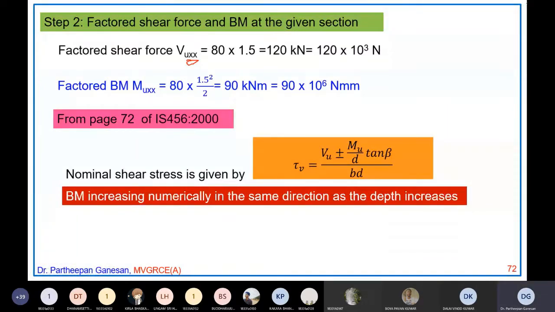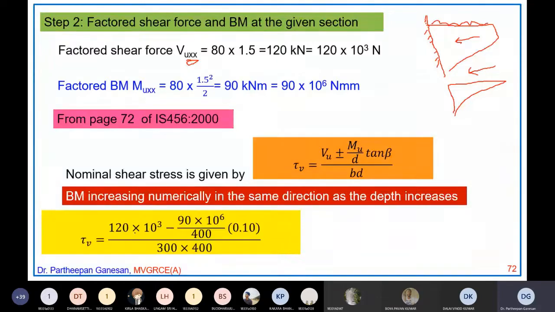I explained before also. Suppose this is your beam, where depth is increasing from one side to the other side, and this is the load. Obviously, your bending moment diagram will be like this, a parabolic variation. Depth is increasing in this direction, and bending moment is also increasing in this direction. Because both are in the same direction, you will use the minus sign as per the code.